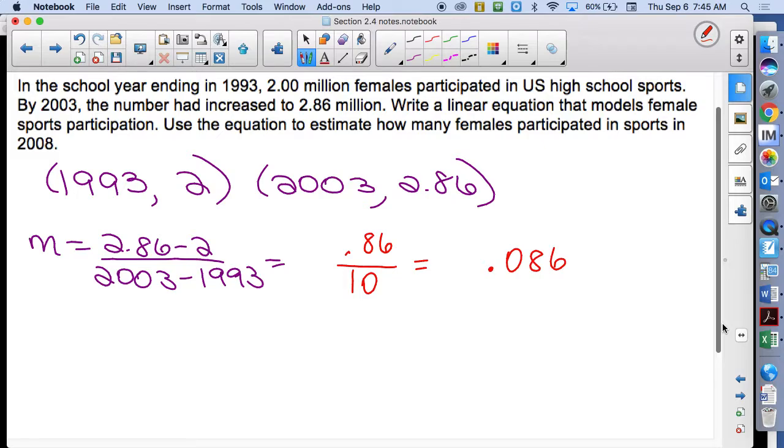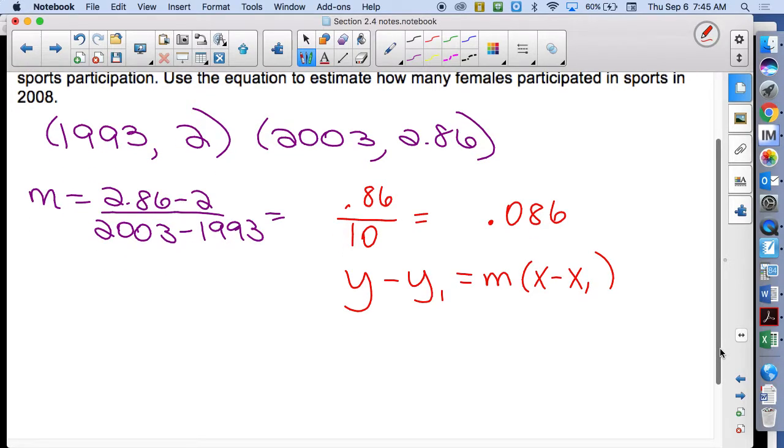So yeah, we can use point-slope formula. So to get an equation of a line, when you have the slope and a set of points, to get the rest of the line, take one of those points and plug them in. It doesn't matter which one. I'm going to pick the one with the smaller number in it. So y minus 2 is equal to the slope, 0.086, x minus 1993.